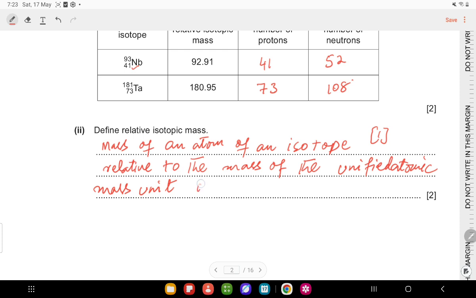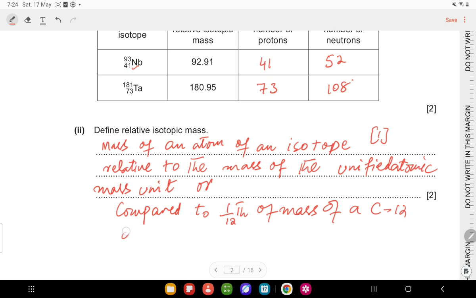Or you can write, compared to 1/12 of the mass of a carbon-12 atom, the C12 isotope.